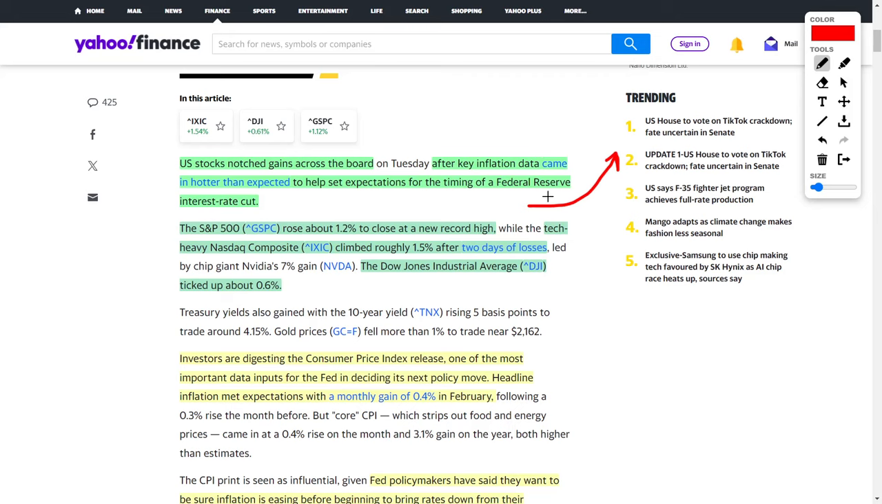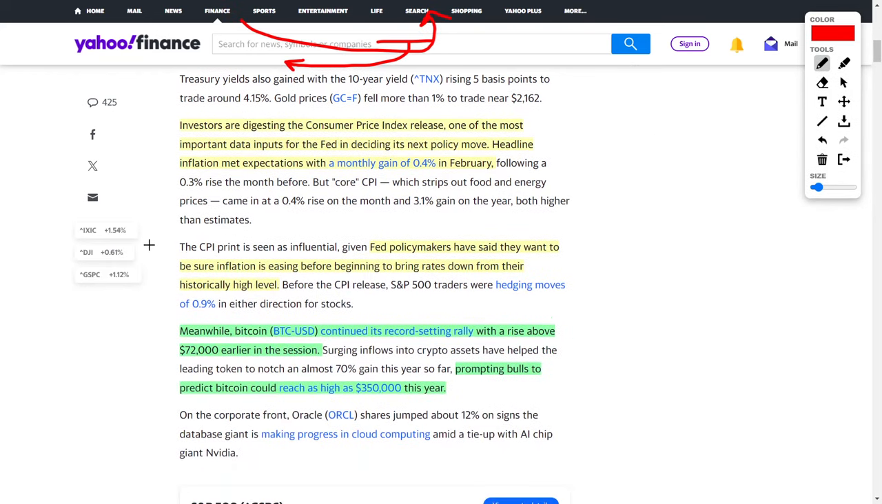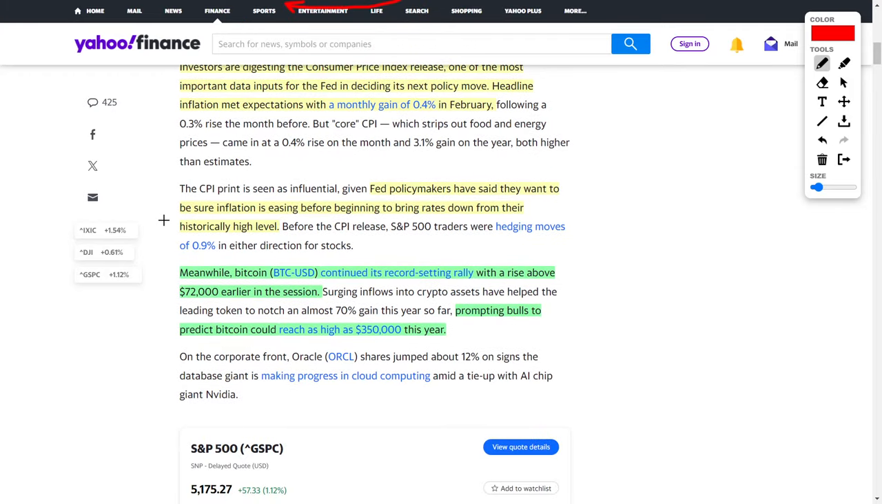But despite this macroeconomic news regarding key inflation data, the S&P 500 is up around 1.2%, the NASDAQ is up around 1.5%, while the Dow Jones is up around 0.6%. So again, this is great news for investors. In the meantime, investors are going to digest the Consumer Price Index report, which was recently released. Investors try to use this data to predict future Federal Reserve policy in regards to interest rates. The Federal Reserve essentially wants to be sure that inflation is easing before they decide to lower interest rates, because by raising interest rates, or at least keeping them steady, this is meant to lower inflation.